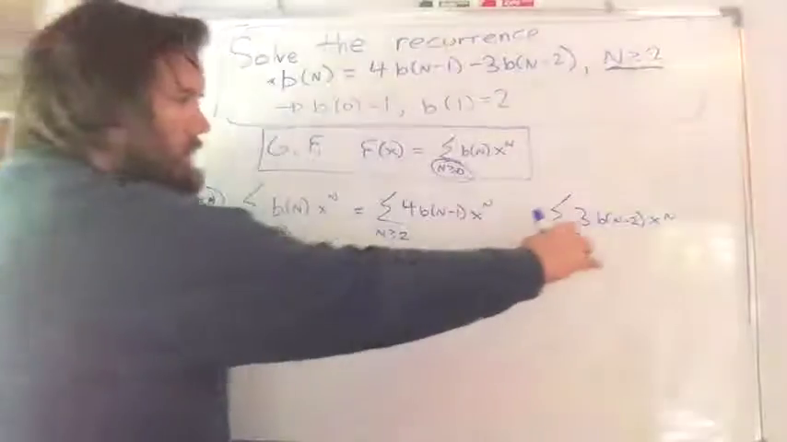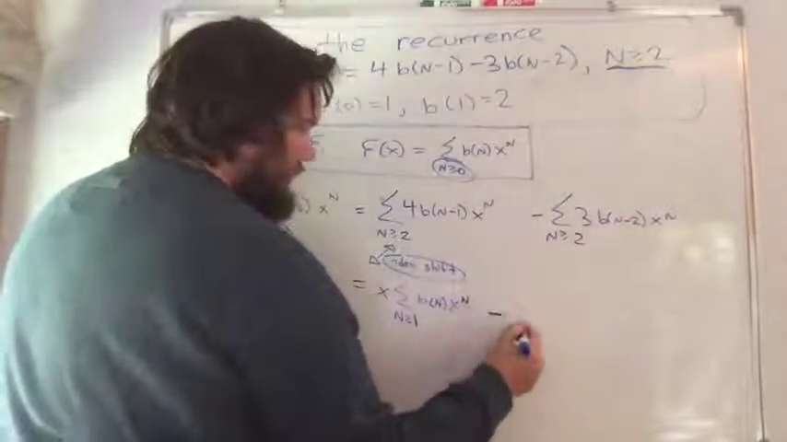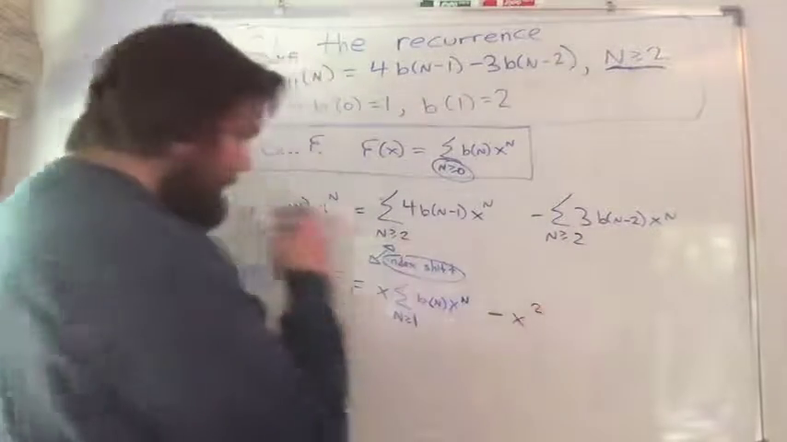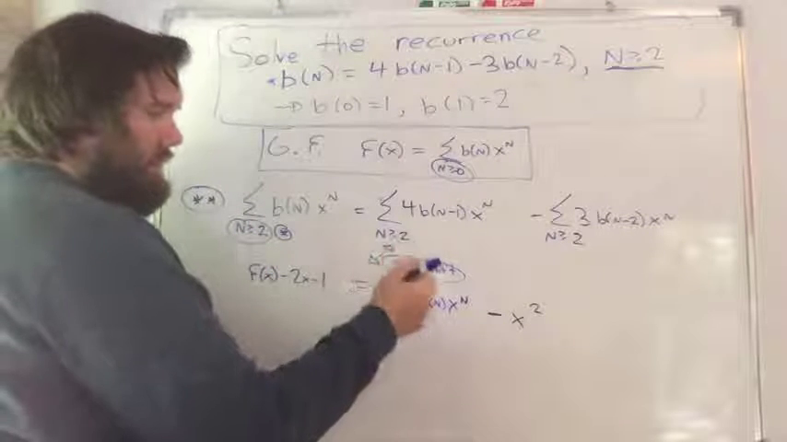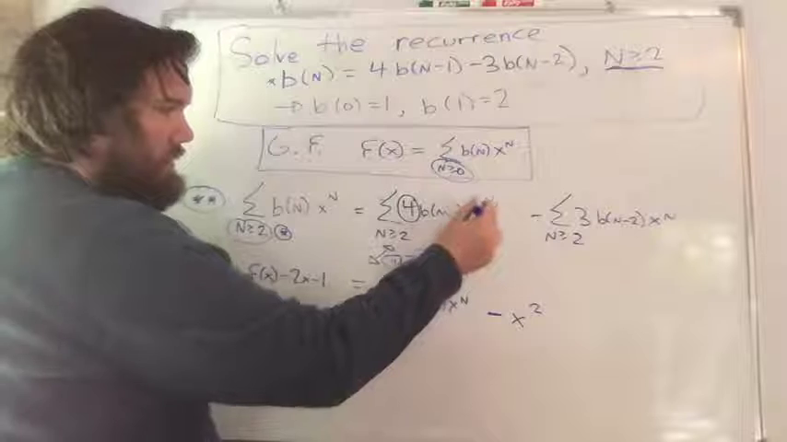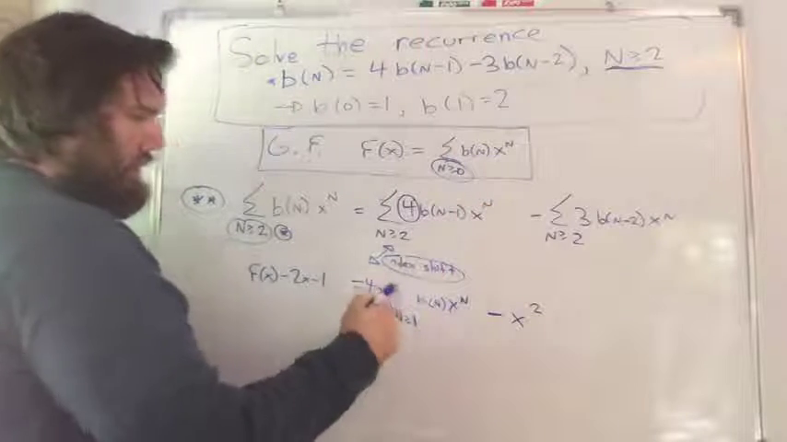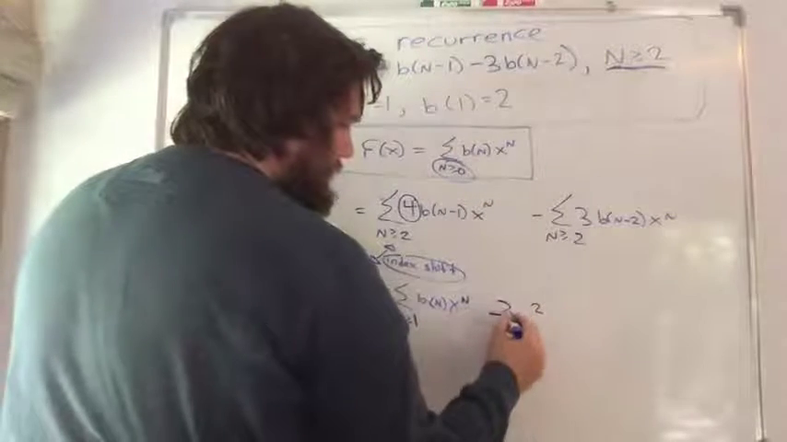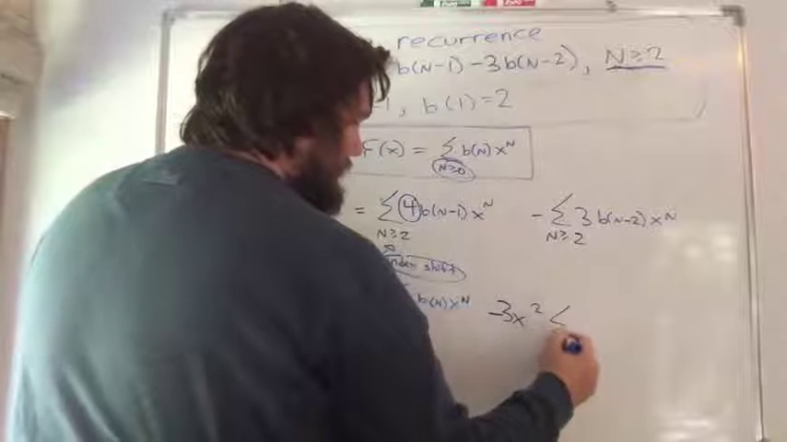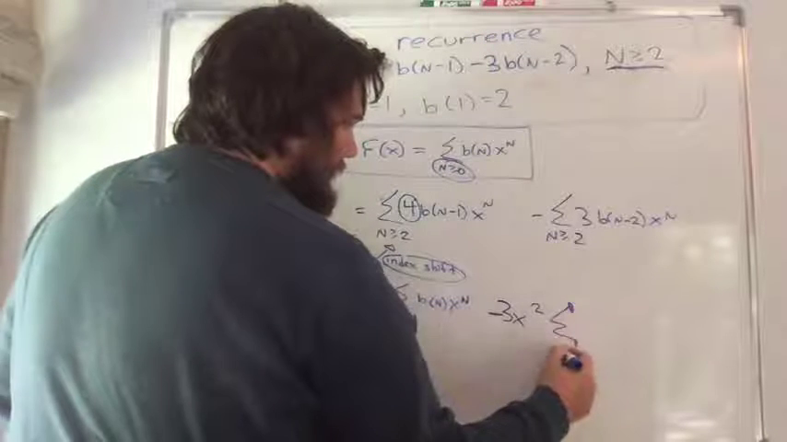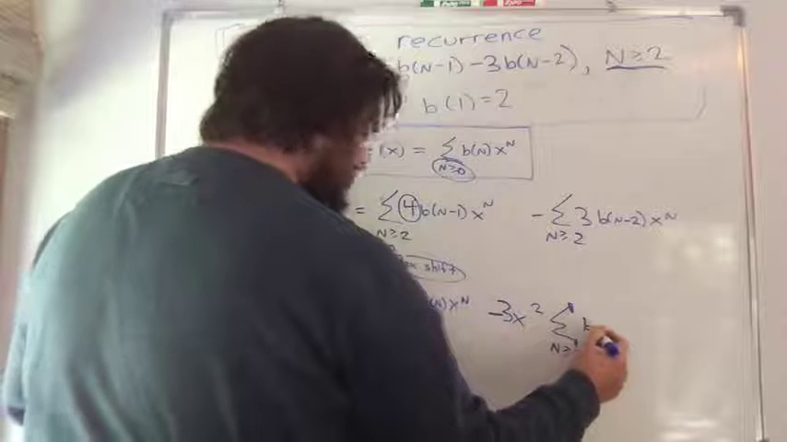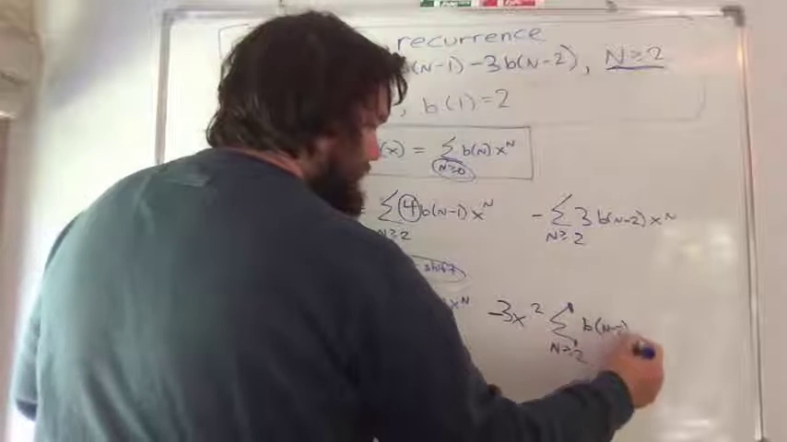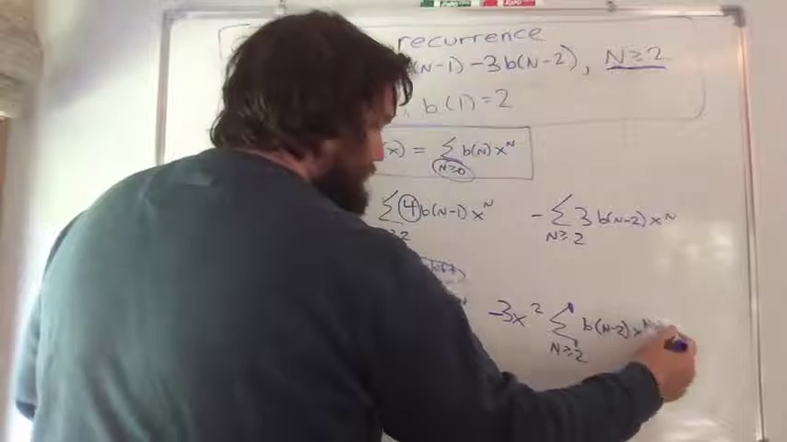And I can do a similar trick here. I can actually factor out an x squared. In fact, I didn't factor out enough here. I should have factored out a 4x. So this is 4x, and this is 3x squared times the sum n greater than or equal to 2, b of n minus 2, x to the n minus 2.